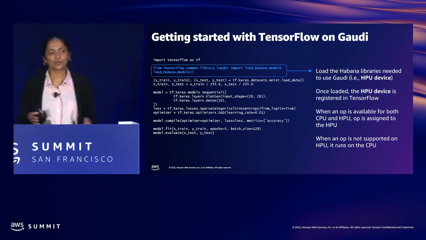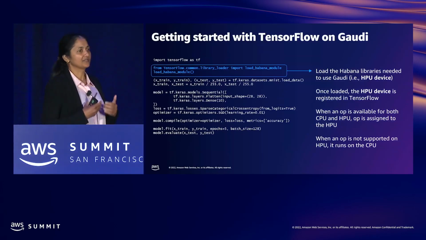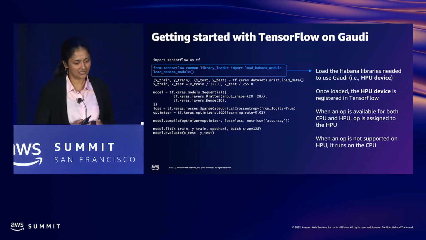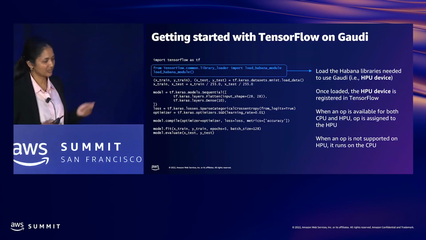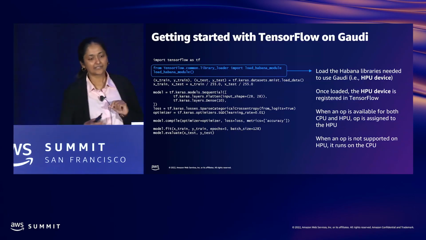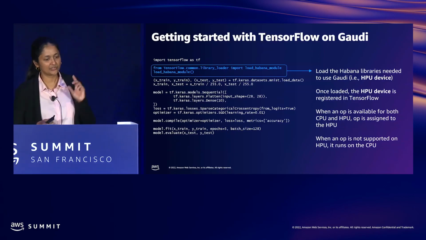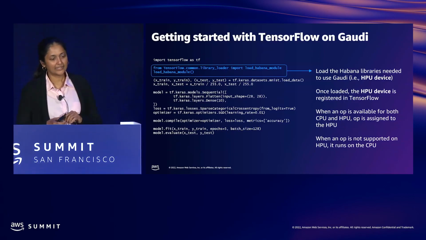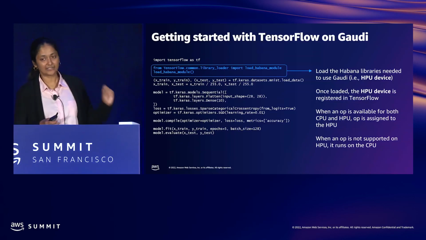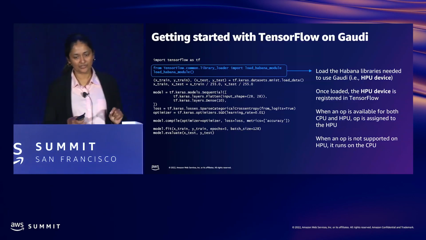So one of the most common questions is, okay, great, how do I get started with Gaudi? So we have designed it with the end user in mind, making it easy for end users to get started. This is a very simple example on the left that shows a neural network using the MNIST data set. And you see 2 lines of code highlighted over there. That is to load the Habana module and then invoke it. And that's all that's needed to get you started with training on Gaudi. You don't need to make any more code changes.